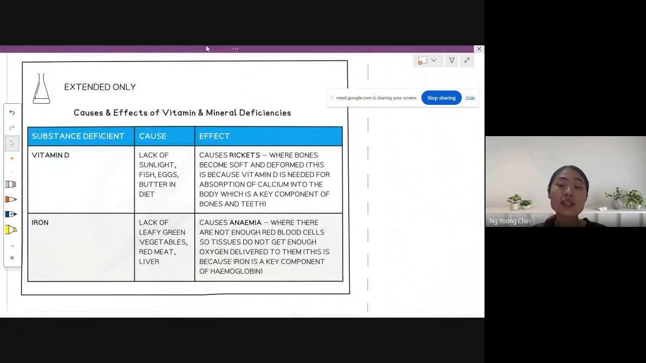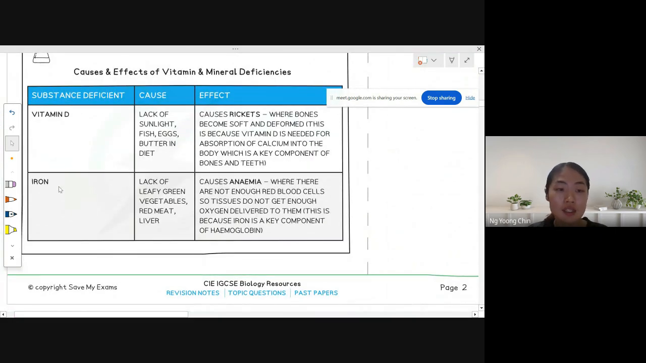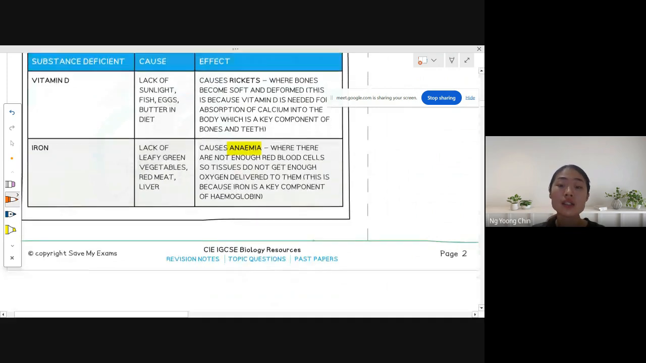Now we talk about iron. Iron is a required mineral, just like copper, magnesium, and zinc. I think you heard about it before. So if you are lacking iron, what will happen? You will have anemia, 贫血. Why will you have anemia? Because iron helps to form a component of the red blood cell.